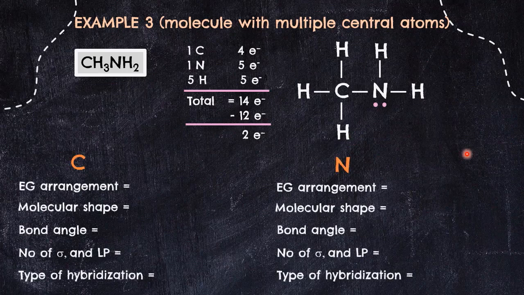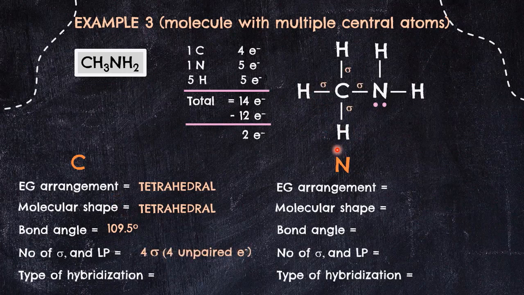The shape of the molecule is determined by carbon and nitrogen since they are both central atoms. So carbon with 4 bonding pairs tells us that both the electron group arrangement and molecular shape are tetrahedral, with an angle of 109.5 degrees between the bonds. So these 4 sigma bonds indicate 4 single electrons. Hence, these 4 sigma bonds will be counted as sp3 hybridization.